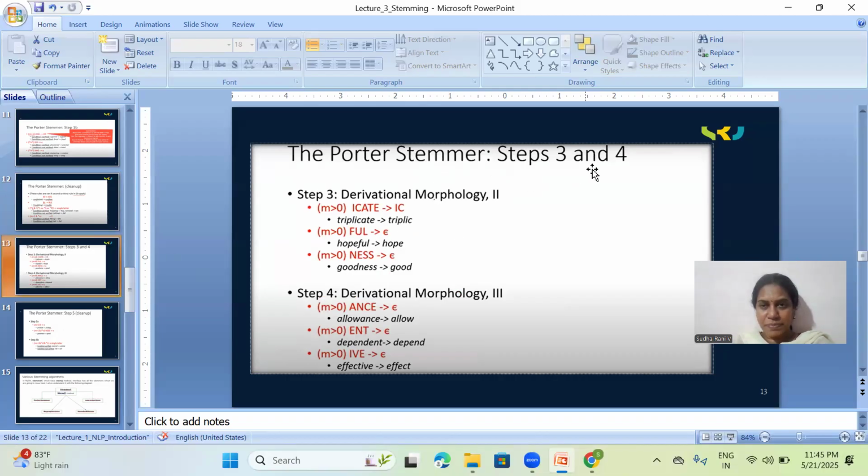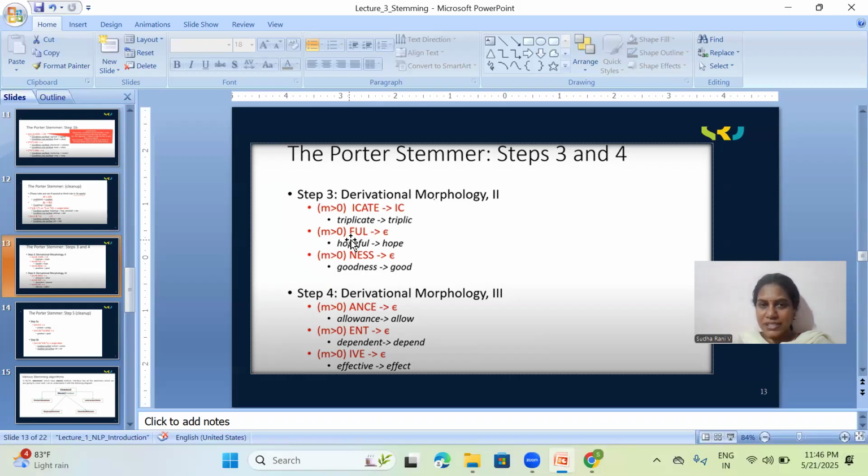So Porter stemmer step 3 and 4. Here we are having derivational morphology. See, m is greater than 0. ICAT tends to IC. Example, triplicate. We can see the suffix ICAT, triplicate, tends to triplic. So this condition is satisfied. Why? Because ICAT is replaced with IC. So the condition is satisfied.